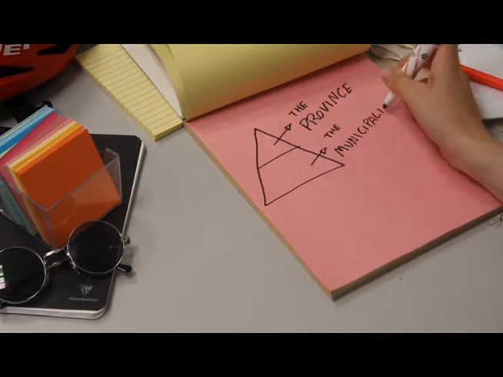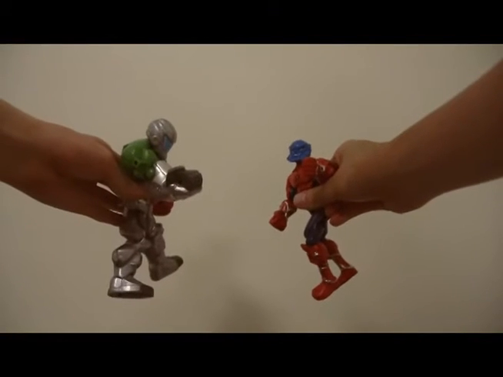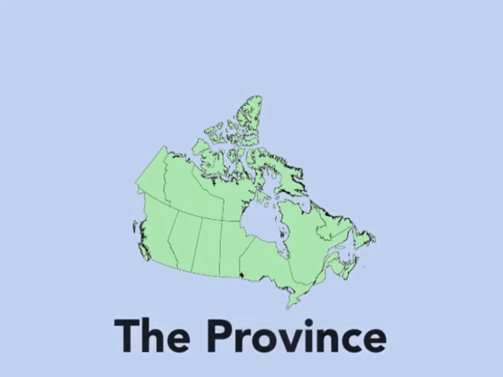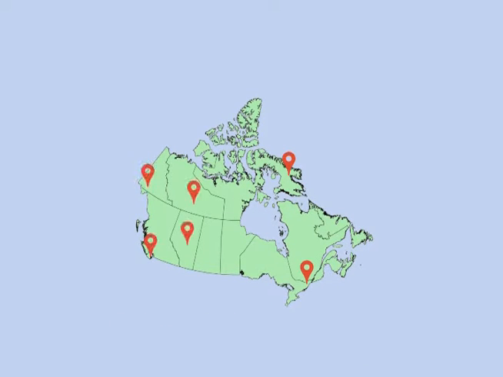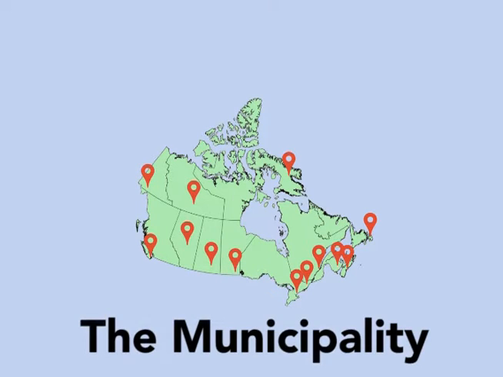There are two main powers that guide planning. First, we have the province. Then, the municipality. The province issues an act which gives the city permission to make decisions and carry out plans.